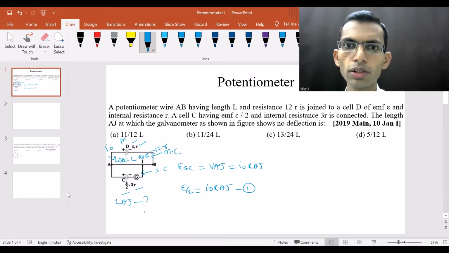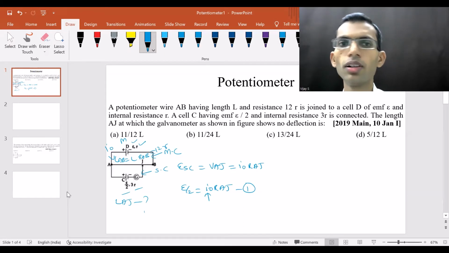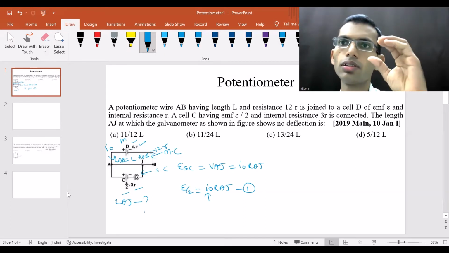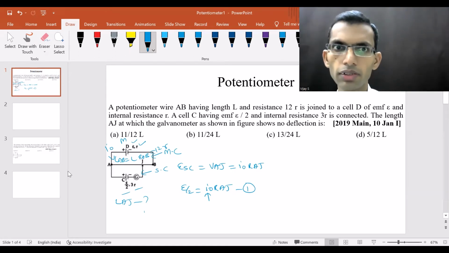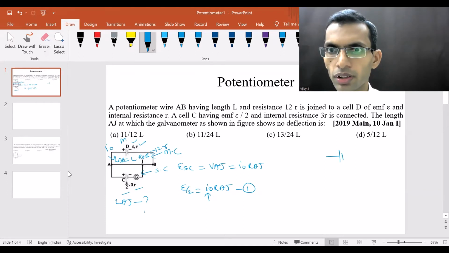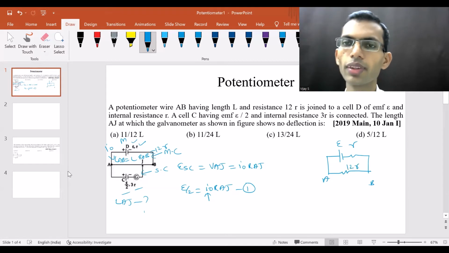In order to obtain the main circuit current I0, we need to apply KVL to the main circuit. In the main circuit, the cell and wire AB are connected in series. Let me draw the electrical equivalent of the main circuit. He gave the main circuit cell parameters E and R, and the wire AB resistance, how much? 12R. We already assume I0 is the current flowing through the main circuit.